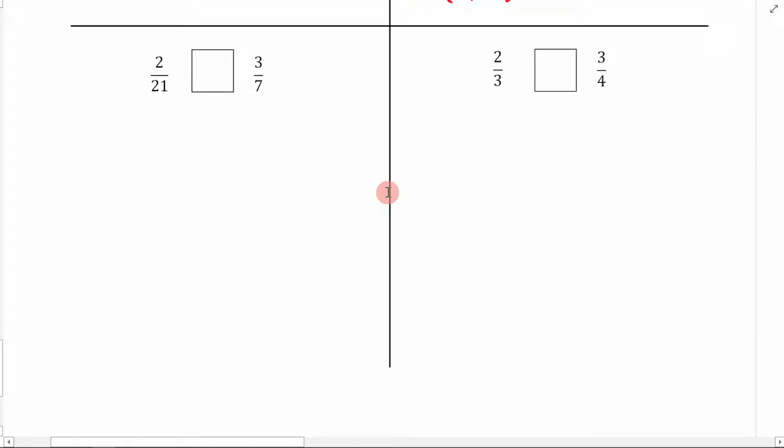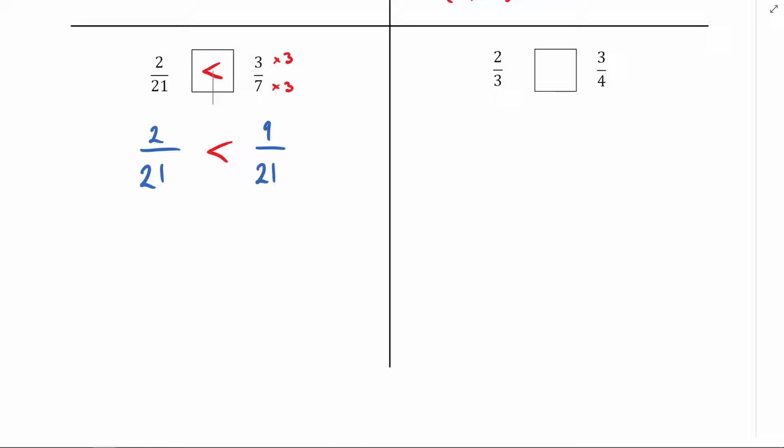All right, you might like to pause the video and see if you can do these last ones. To do these last ones, I've got 21 and 7. Well, I can make this 7 into 21 just by multiplying this by 3, which means I have to multiply the top by 3. Whatever you do to the top, you must do to the bottom. So I'm going to end up with 2 on 21. I'm not even changing this side. And this side's going to be 3 3s are 9 and 7 3s are 21. So that means this one is bigger.